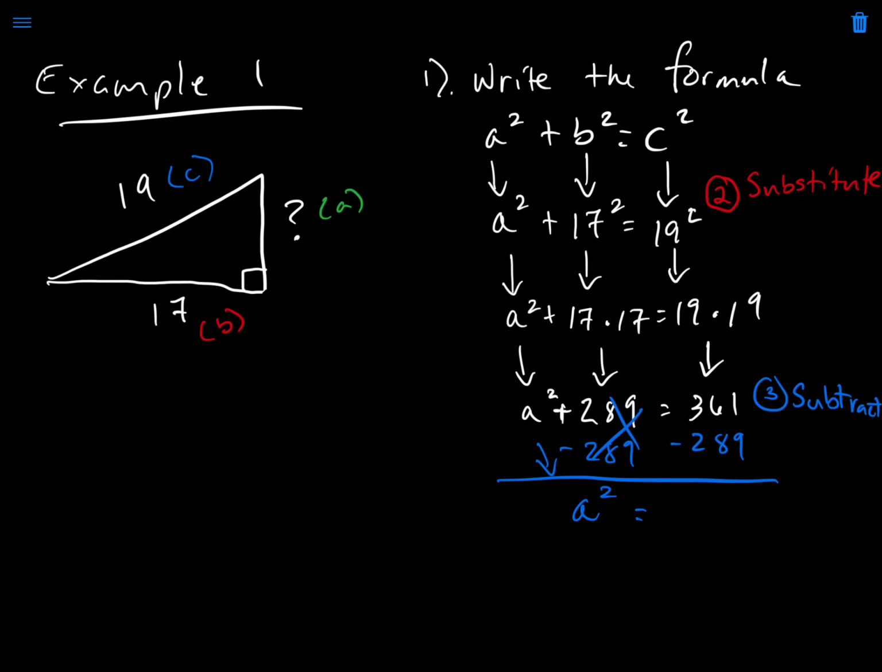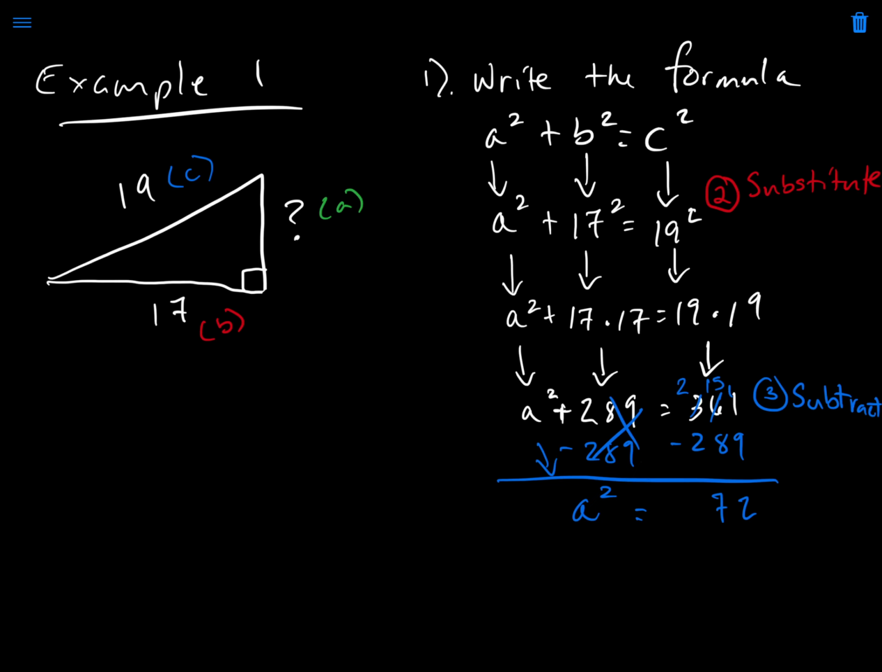So 361 minus 289, subtract. Have to borrow. This becomes 15. This becomes 2. This becomes 7. 15 minus 8 is 7. 11 minus 9 is 2. Now, a to the second power.